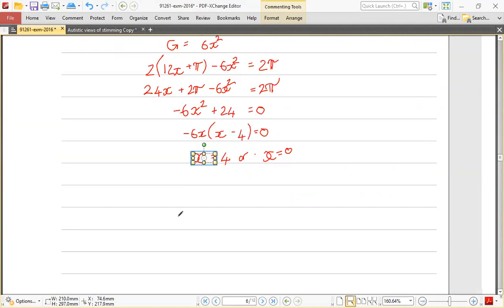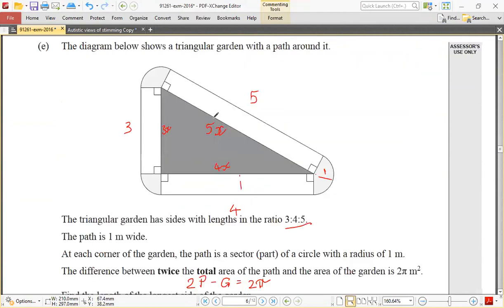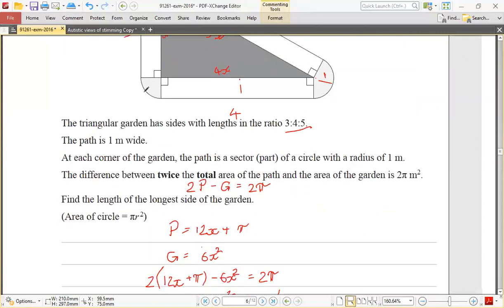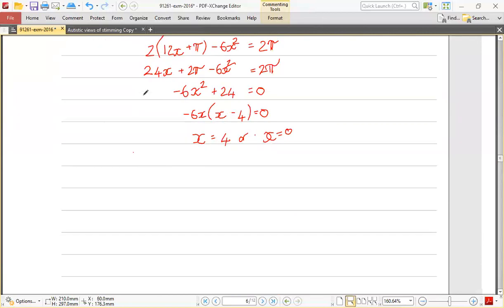Now, we're trying to find out the distance, aren't we? So if we know that x is 4, what's the length of that side? 20. Yep. So longest side is 20 meters.